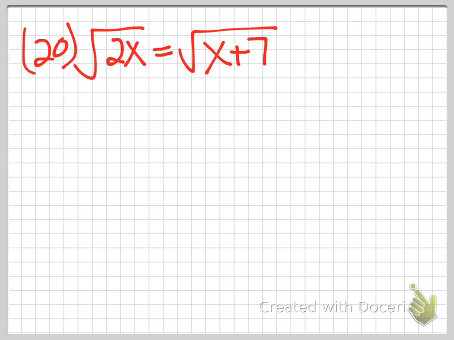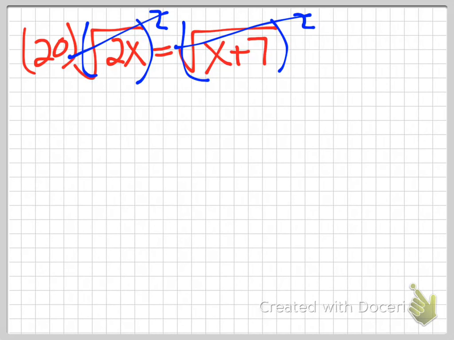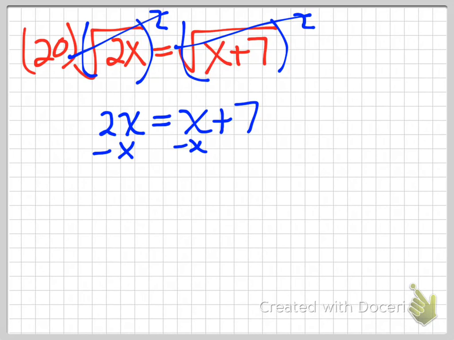And the last problem, number 20, the square root part is already isolated, so I'm going to square both sides. The square cancels the square root. So 2x equals x plus 7. Now I just need to get the x's together, so subtract x on both sides, which leaves me with 1x equals 7. And that is the solution.